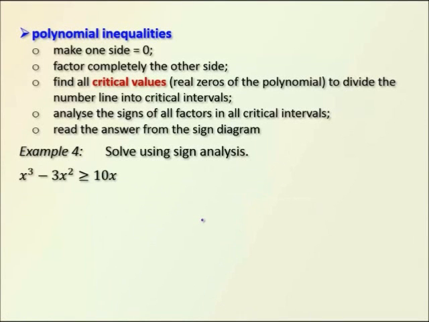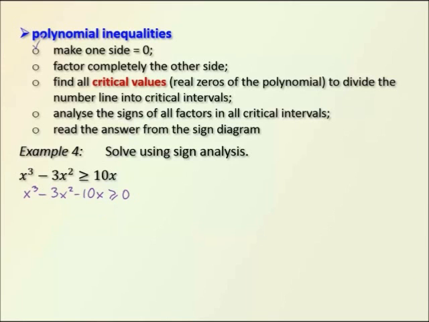Now let's recall how we solve polynomial inequalities. For example, something like this. Well, the first step would be to make sure that we have the entire polynomial on one side and make the other side equal to 0. So we're going to bring everything to one side. x cubed minus 3x squared minus 10x bigger or equal to 0.